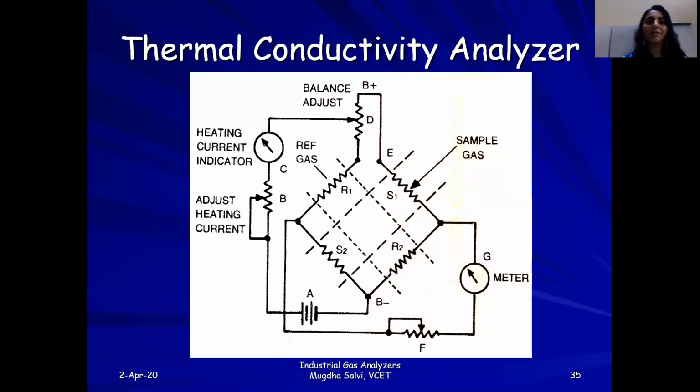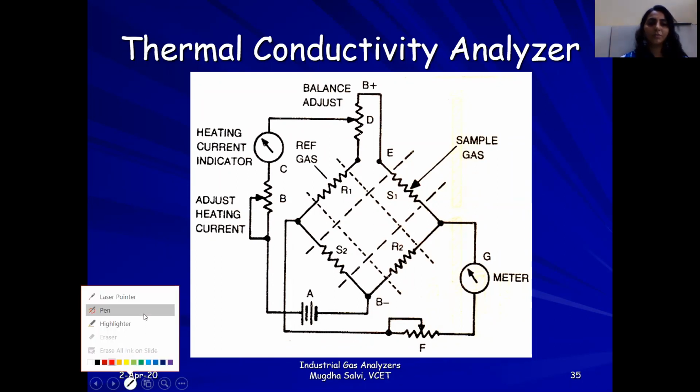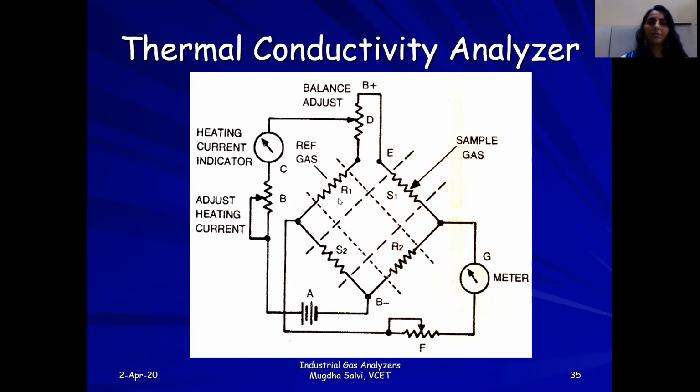Now every gas will have a different thermal conductivity, and depending on the thermal conductivity it will absorb heat from the surroundings. What is done here, if you observe this diagram, is a Wheatstone bridge which has 4 elements. R1 and S1, these two elements, are the reference gas and sample gas elements, and these two are fixed, S2 and R2.